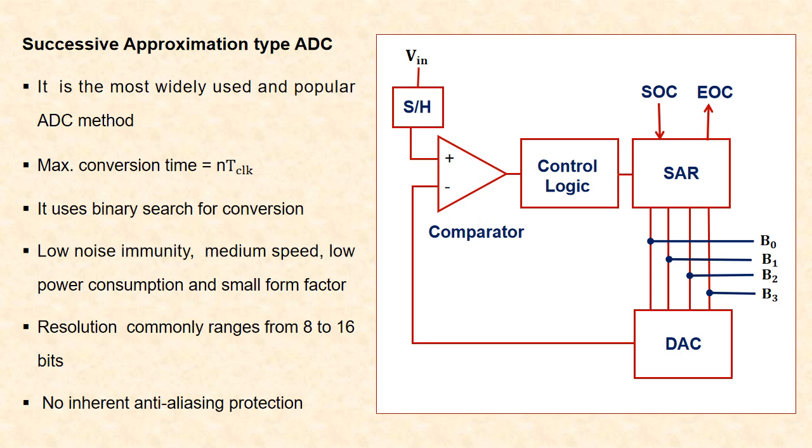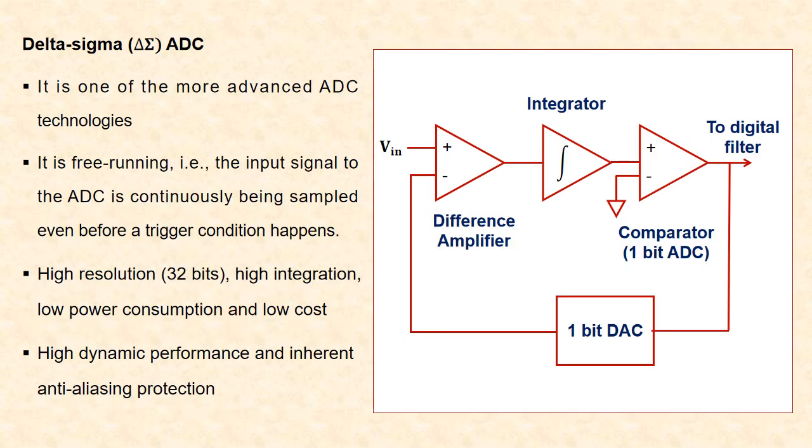Maximum conversion time for successive approximation ADC is n into T clock. N is the number of bits, T clock is the clock time period. It has low noise immunity, medium speed, low power consumption, and small form factor. Resolution of successive approximation type ADC ranges from 8 to 16 bits. It has no inherent anti-aliasing protection.